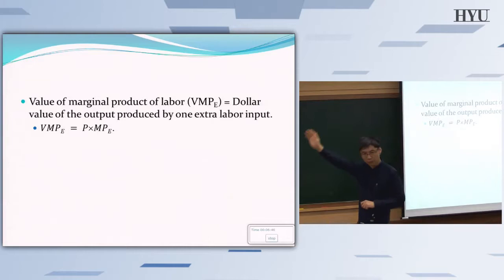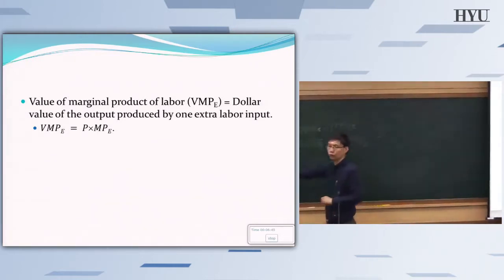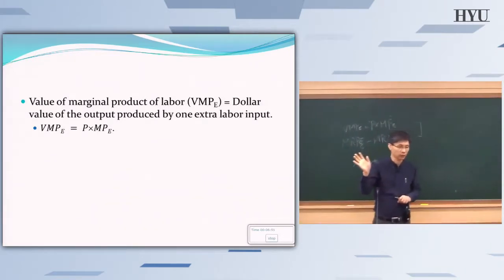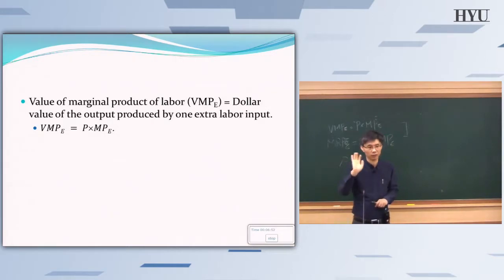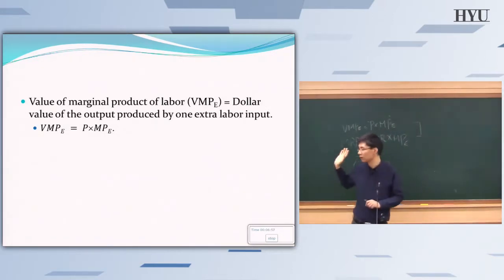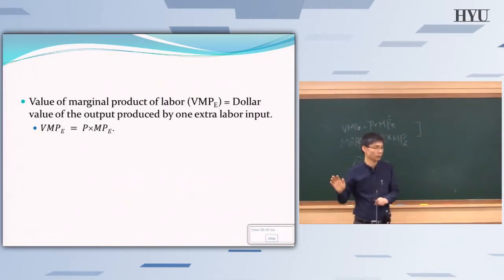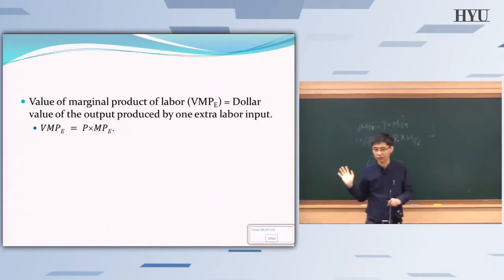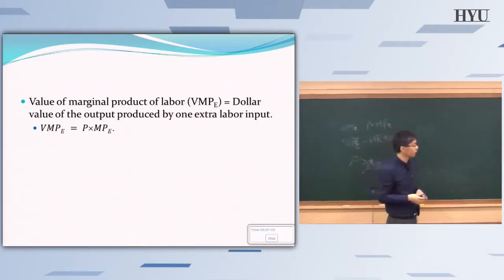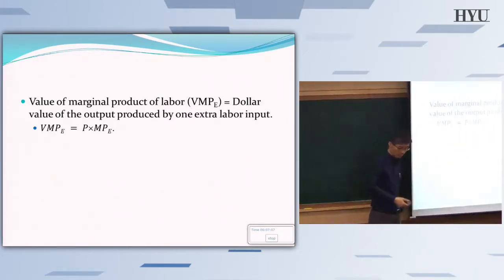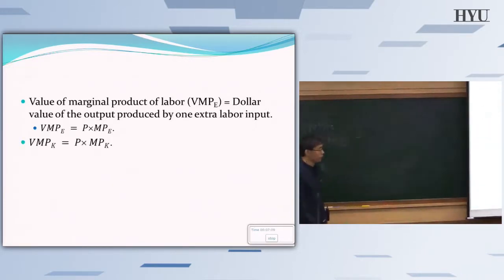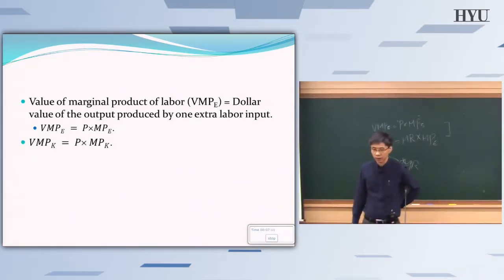But for the time being, let's conveniently assume that the product market is perfectly competitive. In this case, we don't have to make a distinction between VMP and MRP. Actually, we don't need MRP at this moment. So think of VMPE. And VMPK we just define similarly. VMPK is P times MPK.